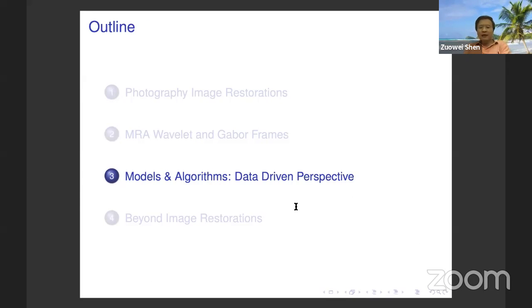Next, we talk about the models and algorithms. Maybe my time is short. Let me run a little bit further, faster.